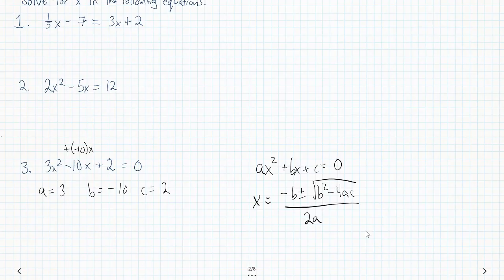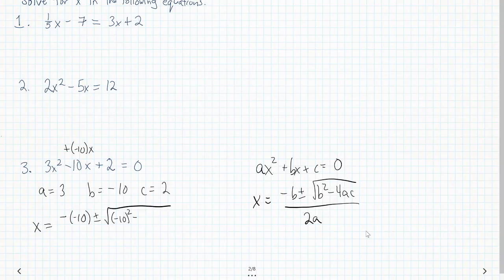Okay, so moving forward from this point, what actually happens? Well, you get x equals negative b, so it goes negative negative 10, plus or minus the square root of b squared, so you get negative 10 squared, minus 4 times a times c. Well, a is 3 and c is 2. And then this is all over 2 times whatever a is. Well, our a value is 3, so we'll put a 3 right there.